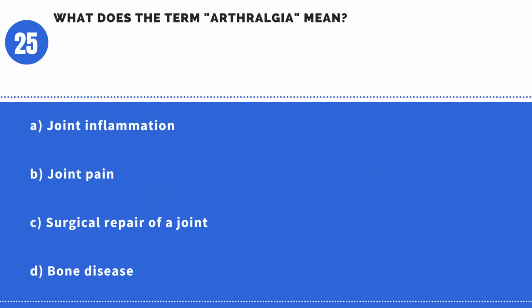Question 25. What does the term arthralgia mean? A. Joint inflammation. B. Joint pain. C. Surgical repair of a joint. D. Bone disease.